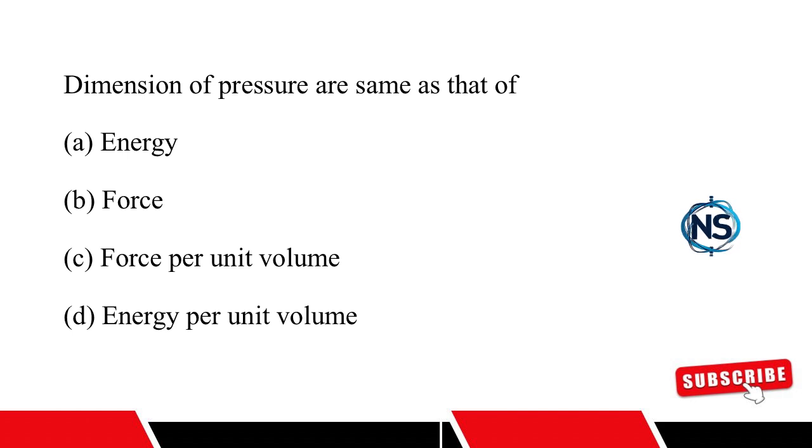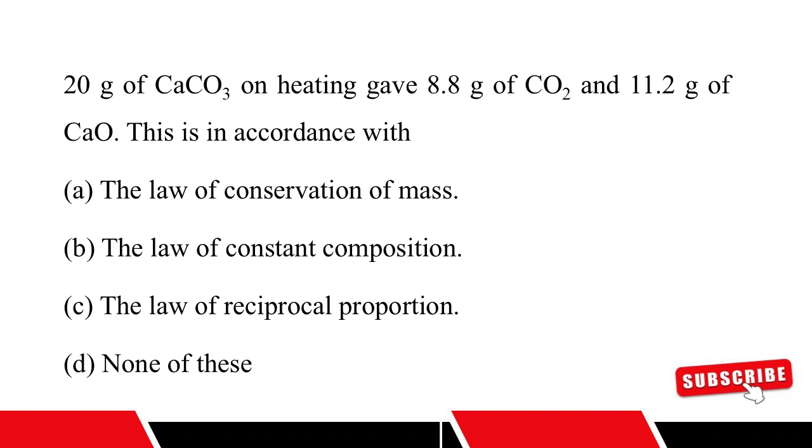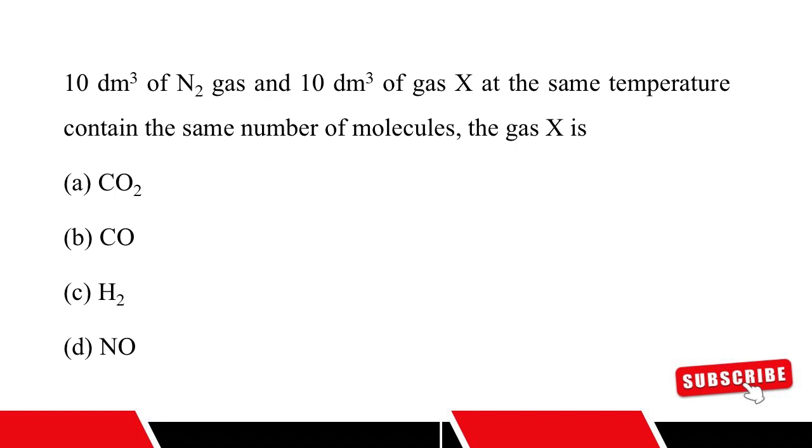Dimension of pressure are same as that of. The correct option is D. 20 gram of calcium carbonate gave 8.8 gram of carbon dioxide and 11.2 gram of calcium oxide. This is in accordance with option A.